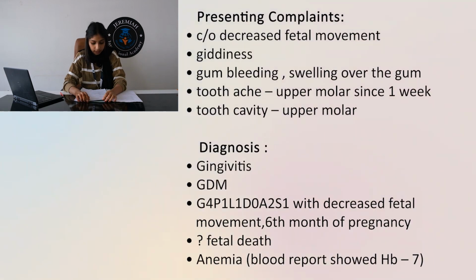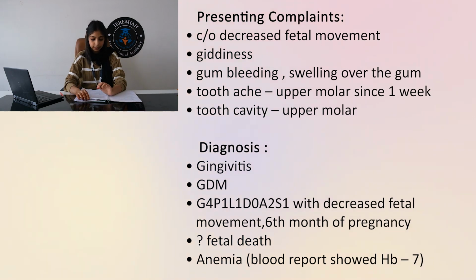Next we are discussing the type of data in this letter, which means whether it is relevant data, semi-relevant data or irrelevant data for the reader. So we can move on to this type of data. First of all, the presenting complaints are listed: decreased fetal movement, giddiness, gum bleeding, swelling over the gum, toothache on the upper molar since 1 week, and tooth cavity on the upper molar teeth.